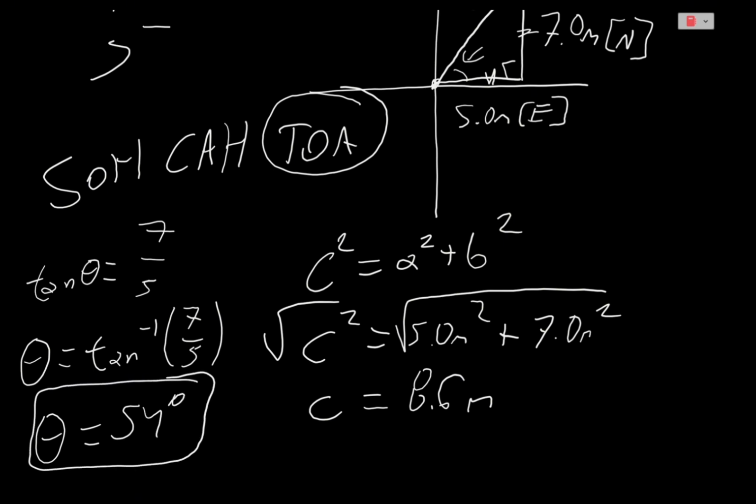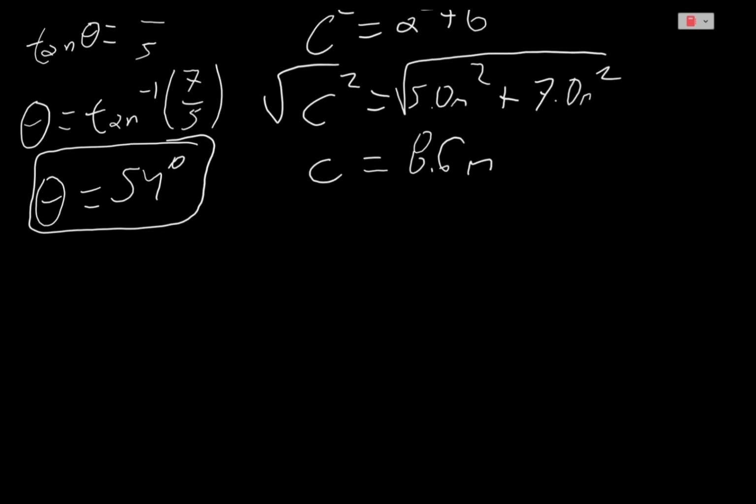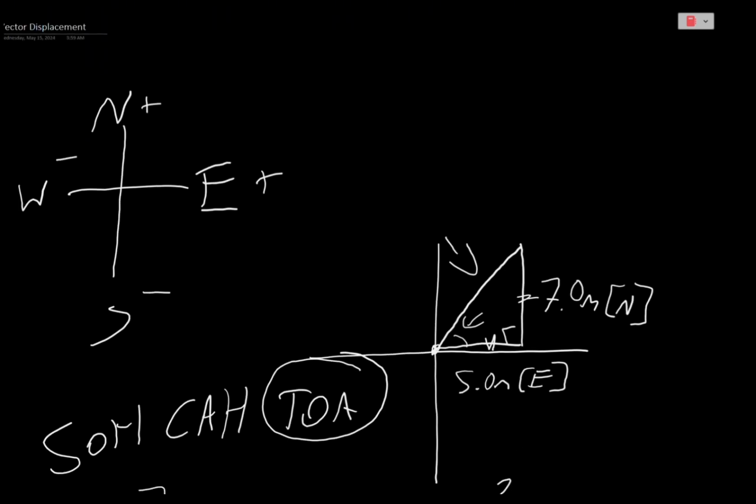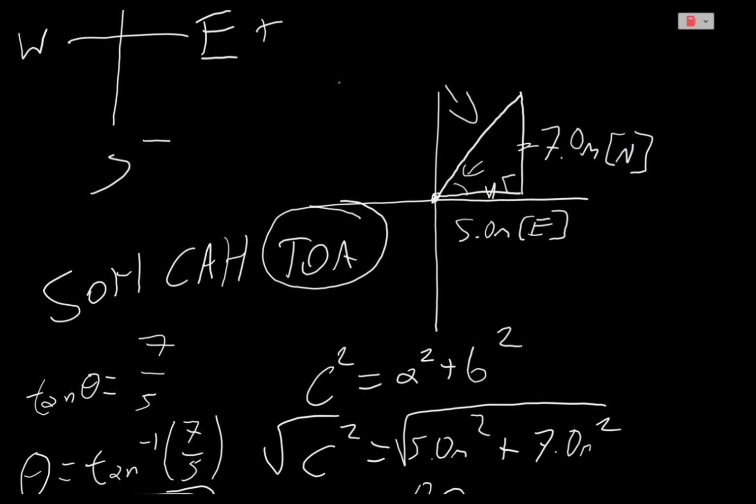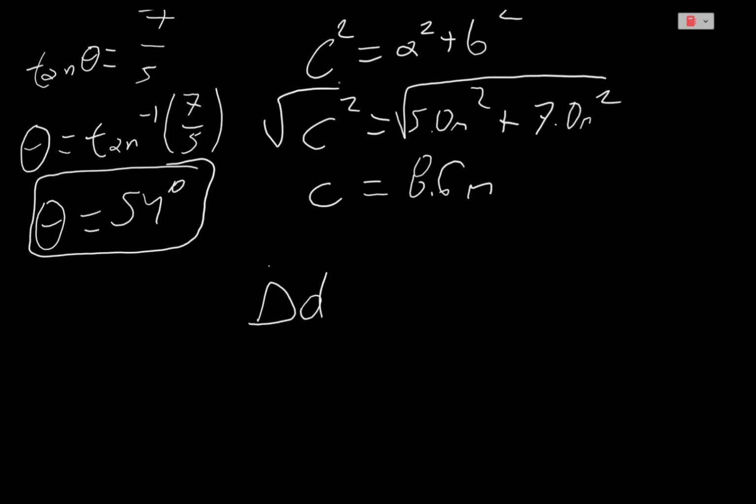Now, how will we write this as our final answer? Looking at our graph, we didn't simply just go from here to here. We went 5 meters east, and then we went 7 meters north. So because of that, we write our final answer as displacement equals 8.6 meters east, 54 degrees north.